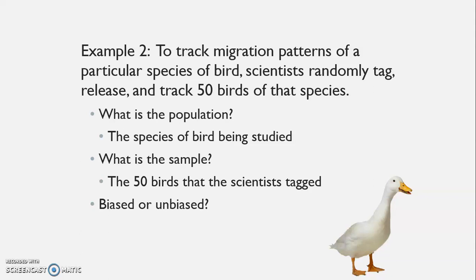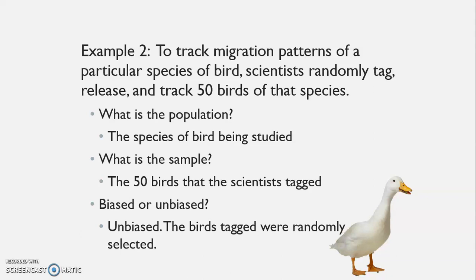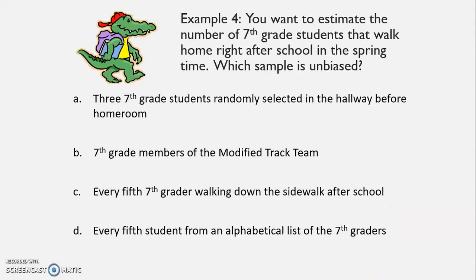So take a second and think about if this would be biased or unbiased. I would recommend you read the question again and look for those specific words that we hinted at before when we were going over what an unbiased and biased sample looked like. Okay, so we see the word randomly here, right? That word is key. To be an unbiased sample, it has to be random. And that's what this is. So it's unbiased because the birds that were tagged were randomly selected. And it's a pretty big sample of 50 birds.